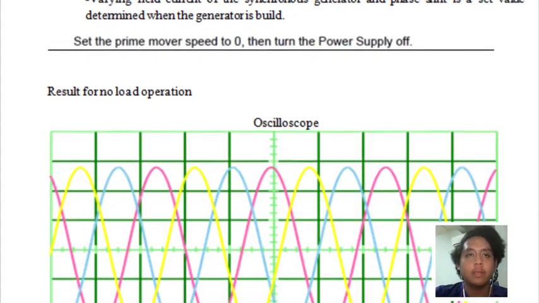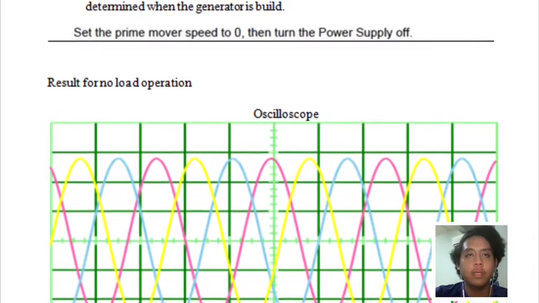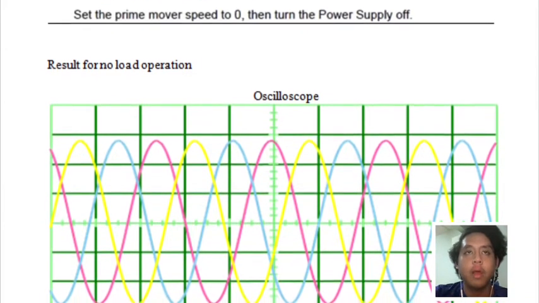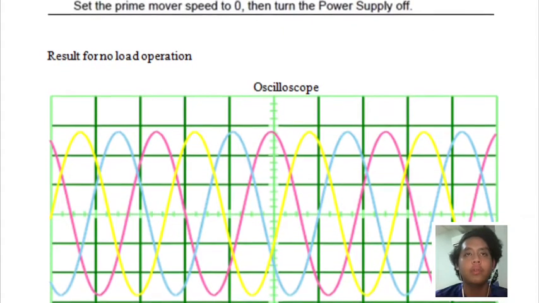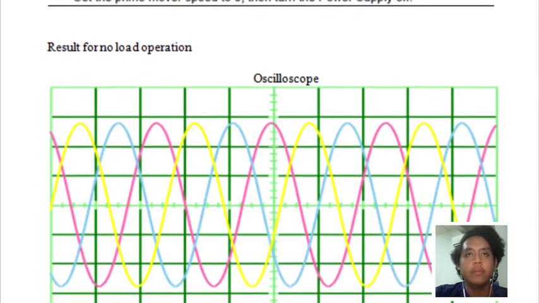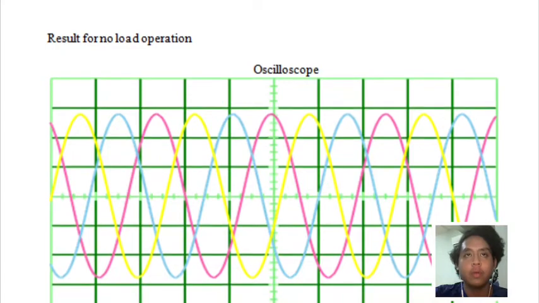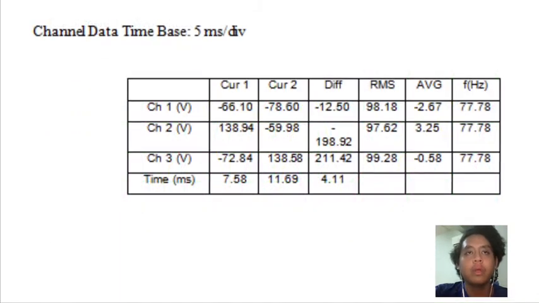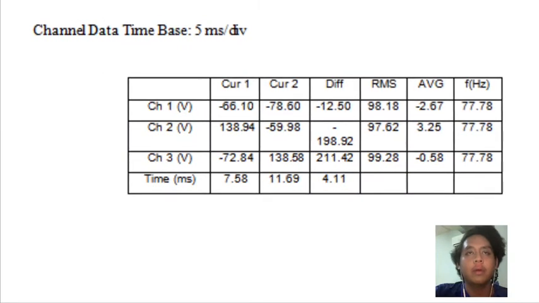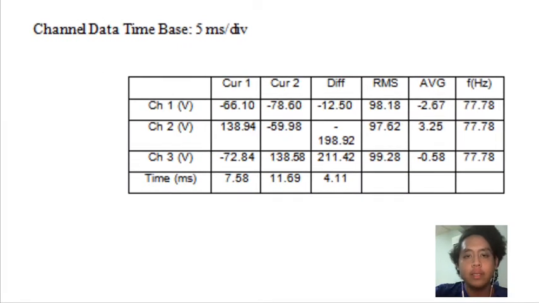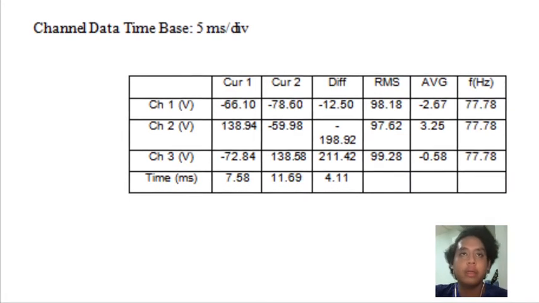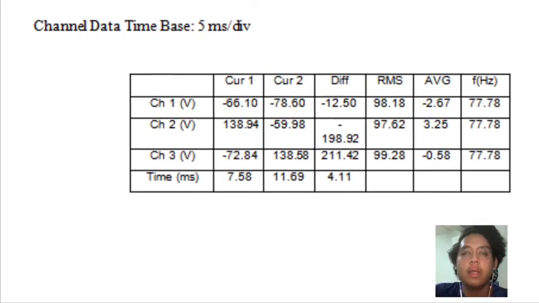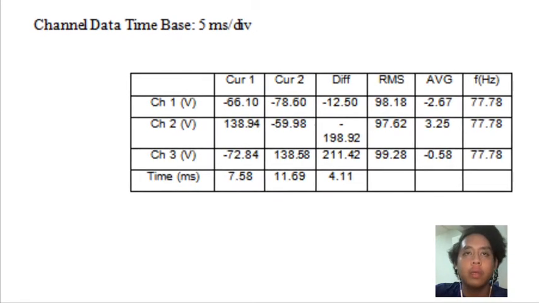Okay, after that, set the prime mover to 0, then turn the power supply off. So the result for no-load operation, you can see the graph for the oscilloscope, the sine wave. You get the sine wave. The channel data time base is 5 milliseconds per division. You can see the data in this table, channel 1, channel 2 and channel 3, all stated in the table. Okay, thank you.